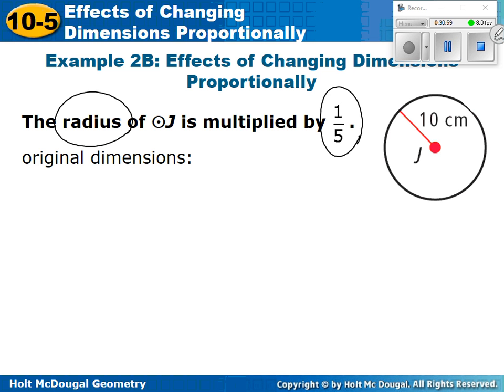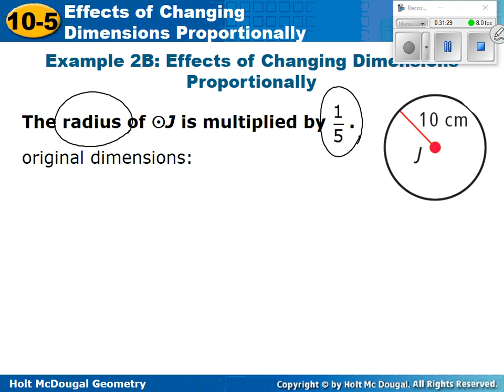1/25. So my answer would be the area is multiplied by 1/25. And for at least the third or fourth time I've said today, your answer has to be a complete sentence. The area is multiplied by, and then what it's being multiplied by. Okay, let's check perimeter.